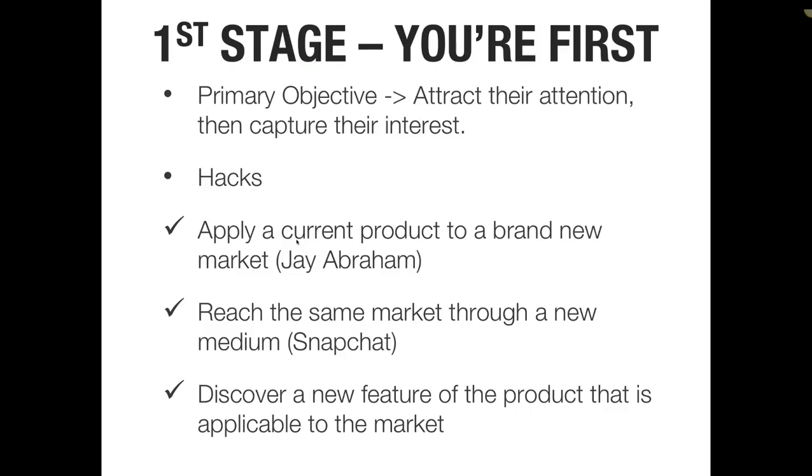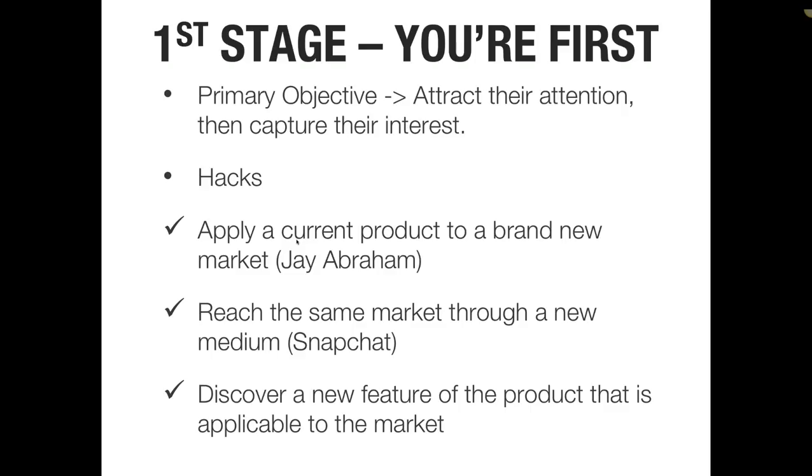The second way to do it, the second hack that you can use, is to reach the same market that your competitors and indirect competitors are reaching through a new medium, which means a new marketing channel. An example of that right now would be Snapchat. A lot of people are jumping on the Snapchat bandwagon because you're reaching the same types of markets for your products through a different medium that hasn't been as saturated yet. And it's a different way of delivering the message as well.